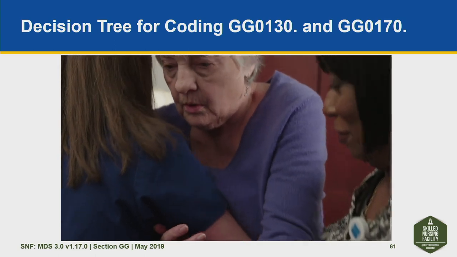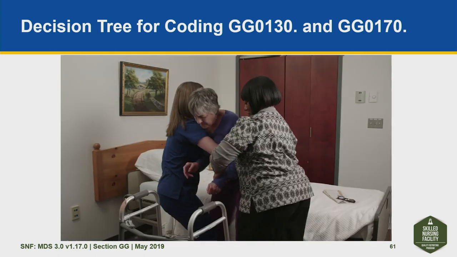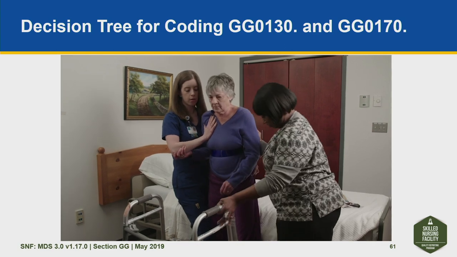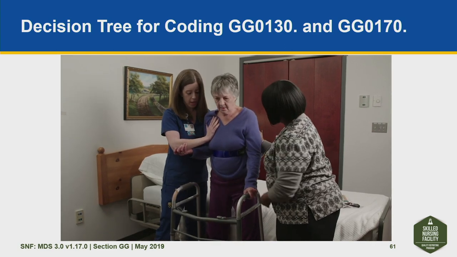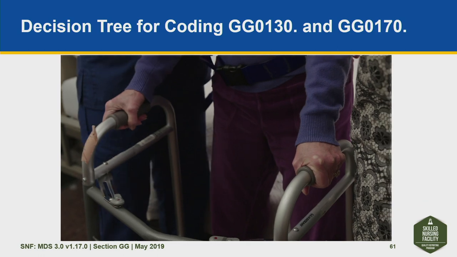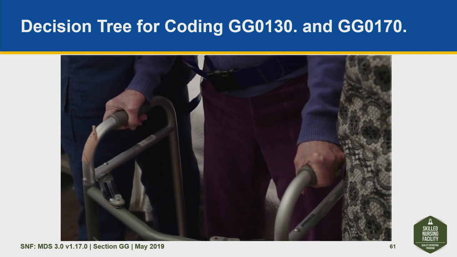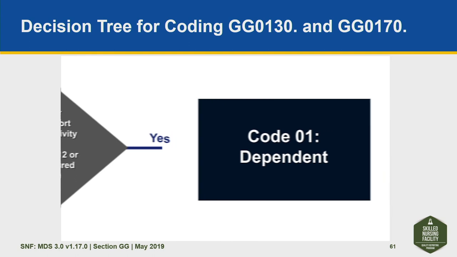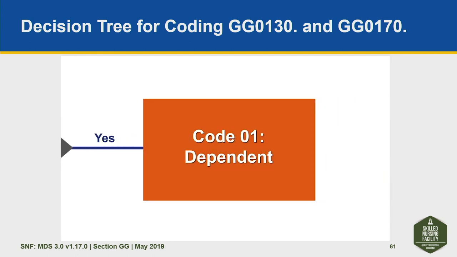Both helpers provide continual assistance as they move Mrs. Jones to a standing position, using the gait belt to fully support her weight. Once standing, Mrs. Jones holds onto the walker to steady herself. In this scenario, Mrs. Jones needs the physical assistance of two or more helpers to complete this activity, so you would code this 01, dependent.